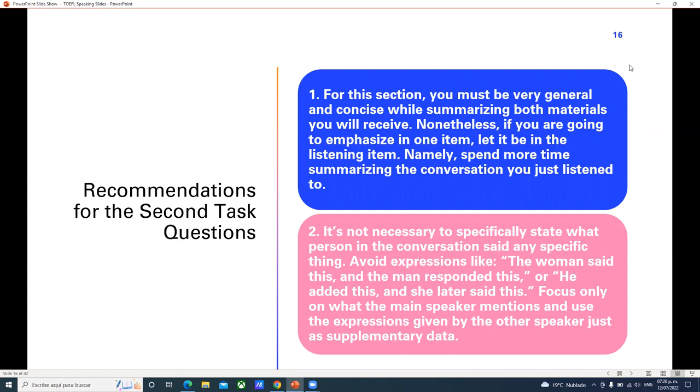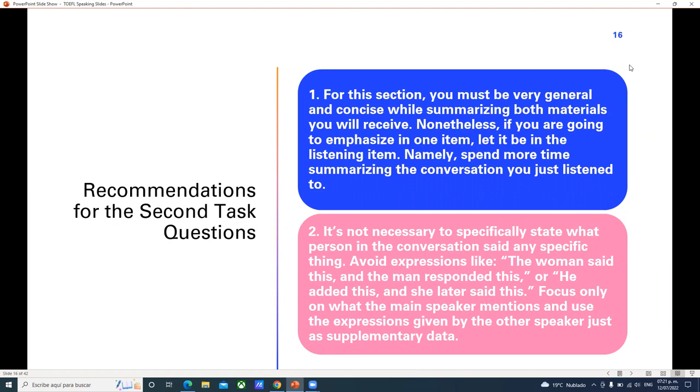If you notice what my illustration was like, I simply tried to focus on what the main speaker said, and I utilized everything the other man added to the conversation just as additional data. I never said, for example, first of all, the female student said this, and then the male student responded this, and later she said this. I didn't mention that specific interchange of dialogue. No, it's not necessary to do it. Why? Because in the responses ETS has as examples, it is never required to do this.